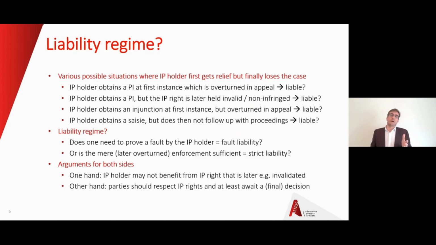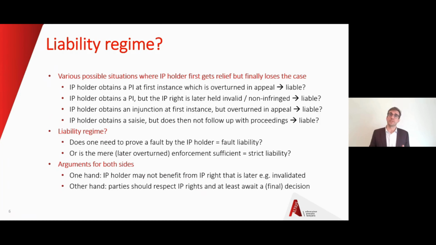These situations, I've listed them on the slide which you're now seeing. The IP holder obtains a PI at first instance, but it is overturned in appeal. Will it be liable? If the IP holder obtains a PI, but the IP right is later held invalid or non-infringed, will it then be liable? If it obtains an injunction at the level of first instance, but that is then overturned in appeal, in proceedings on the merits, in other words, will the IP holder then be liable?